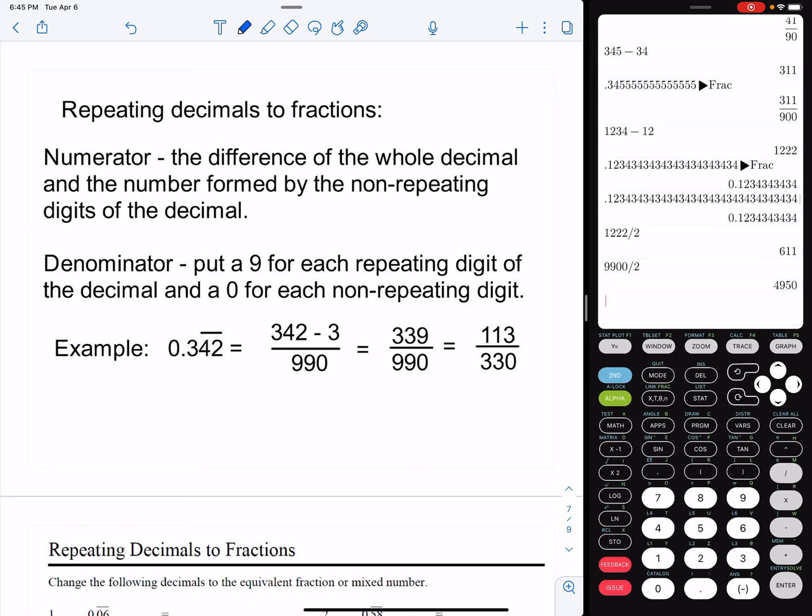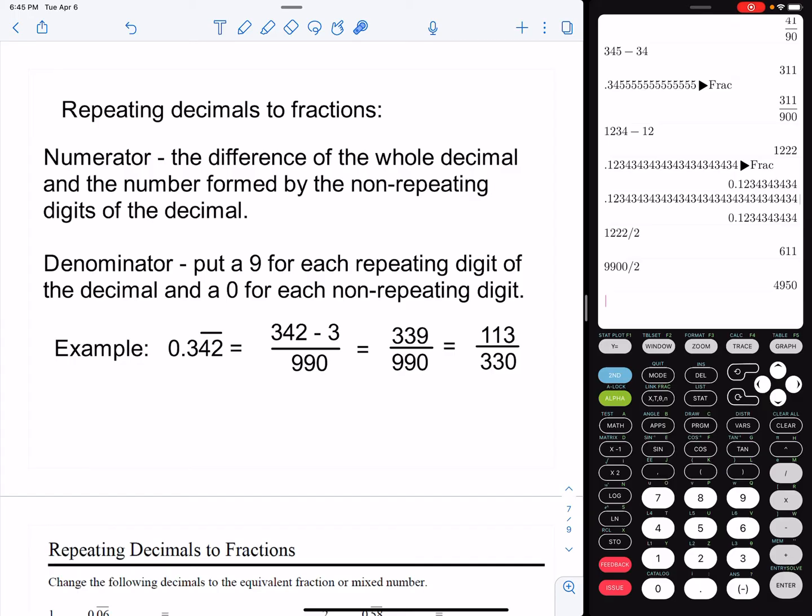For a repeating decimal to a fraction, where only part of it repeats, to find the numerator, you find the difference of the whole decimal and the number formed by the non-repeating digits of the decimal. That becomes your numerator. Your denominator, you'll put a 9 for each repeating digit of the decimal and a 0 for each non-repeating digit. And then, of course, you simplify.